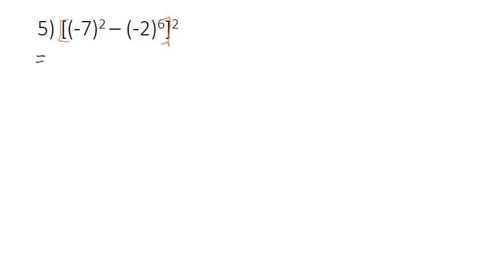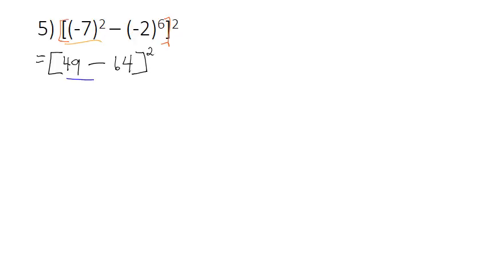Okay, the first thing I'm going to do inside my brackets is this exponent. So I'm going to start by writing my big brackets outside. And what's negative 7 to the power of 2? Well, that's negative 7 times negative 7, which gives me positive 49. Minus whatever negative 2 to the power of 6 is. And again, the negative is included inside with that 2. So it would be negative 2 times negative 2, and so on. That will give me 64. All of that to the power of 2.